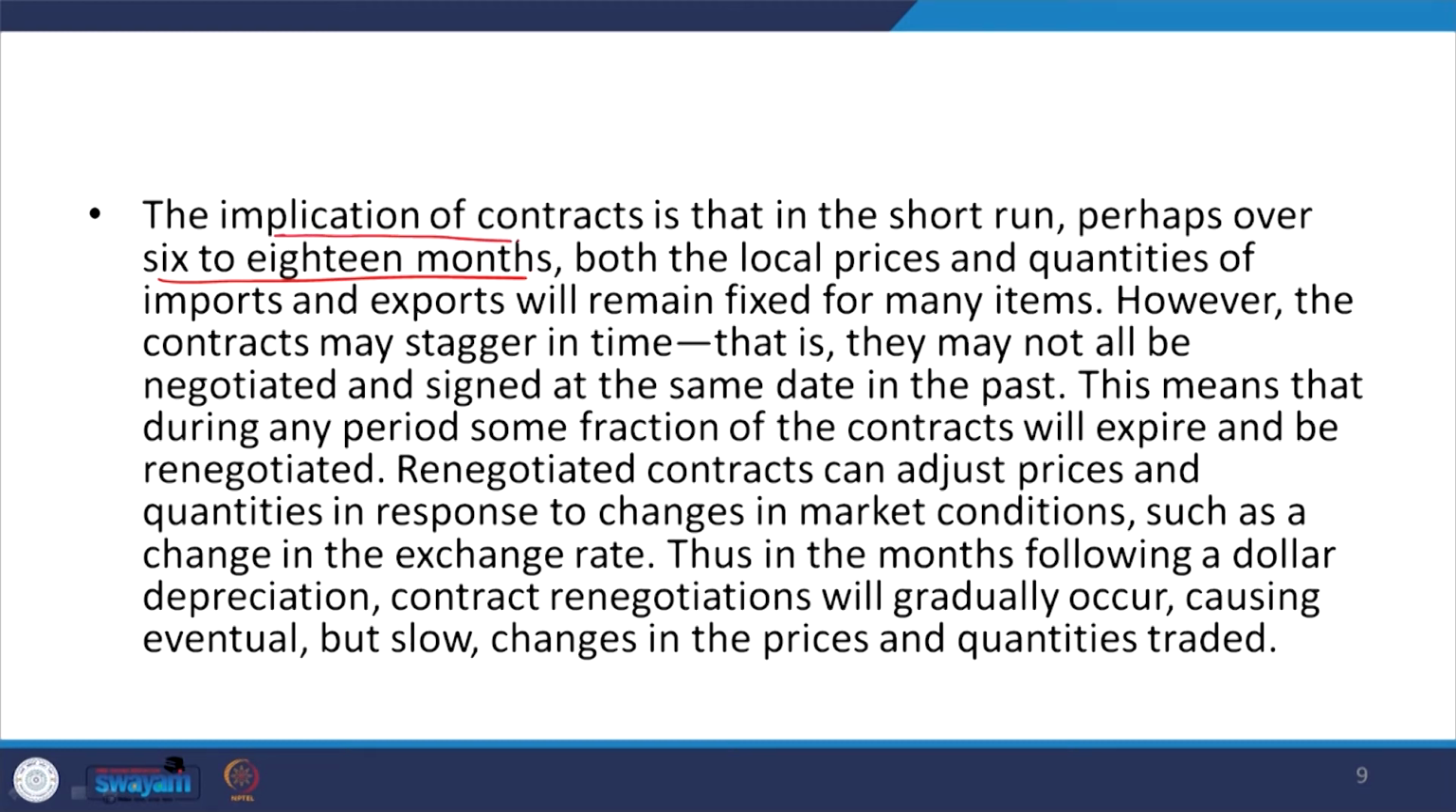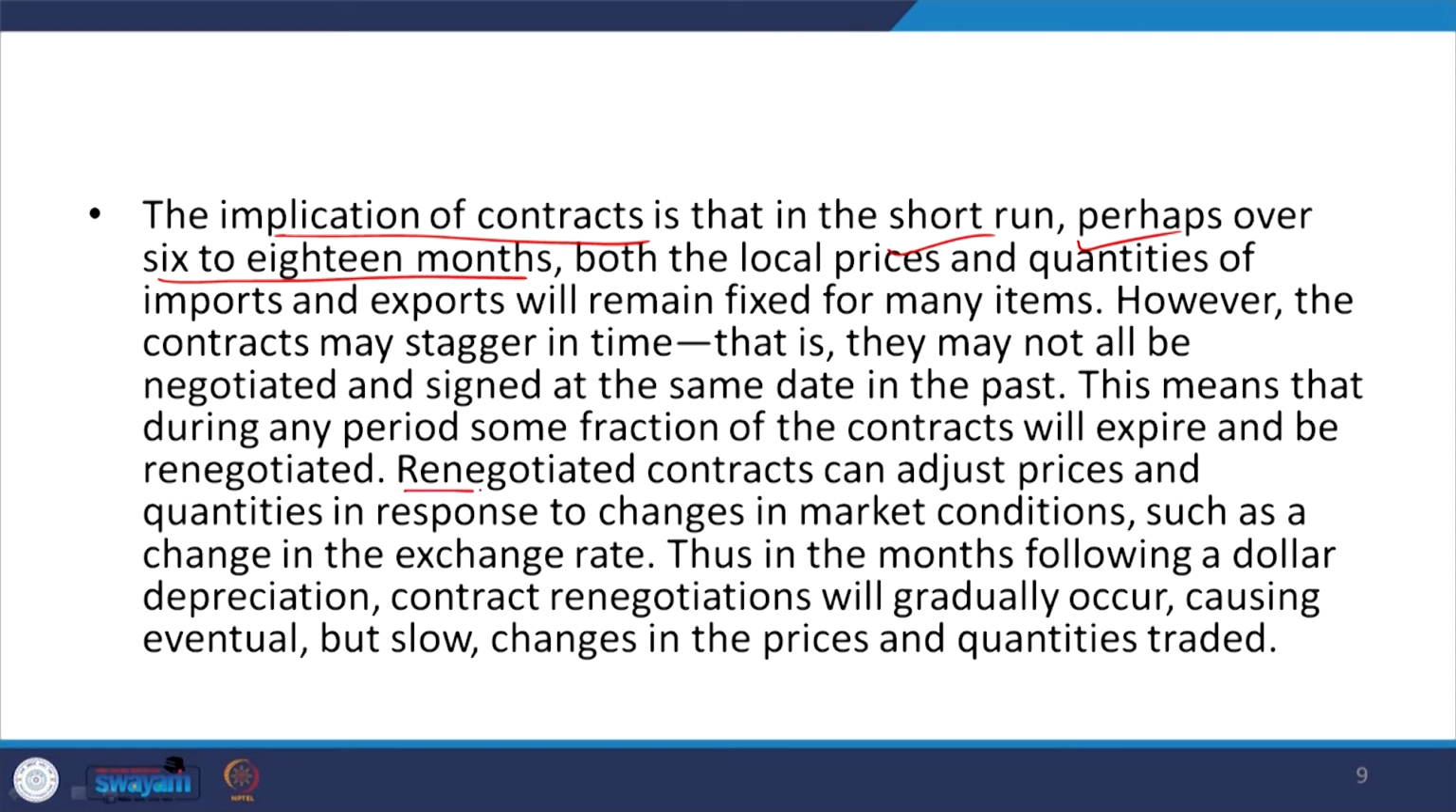Implications of, we are actually referring to the contracts. So, the local prices and quantities in terms of price and quantity may be fixed. However, the contracts may stagger in time, that is, they may not always be negotiated and signed at the same date in the past. There might be some exception. This means that during any period some fraction of the contracts will expire and be renegotiated. So, renegotiated contracts can adjust prices again.